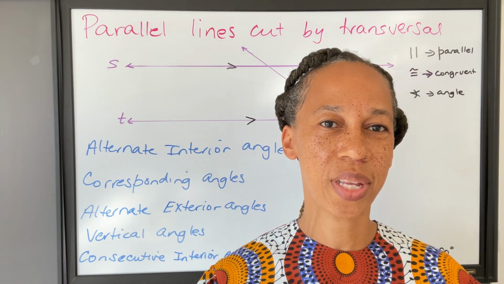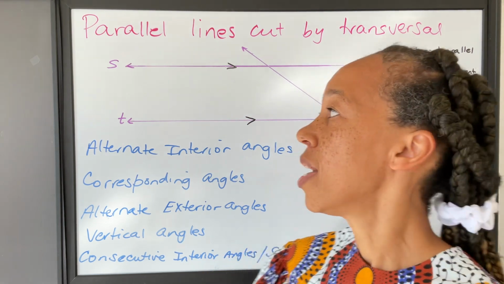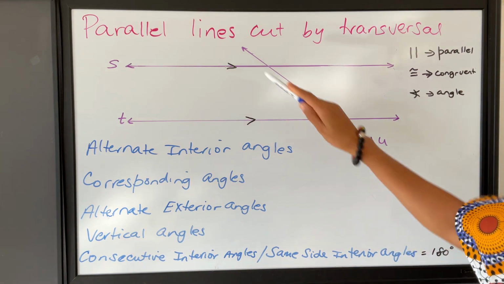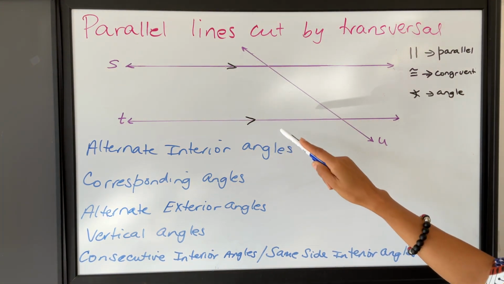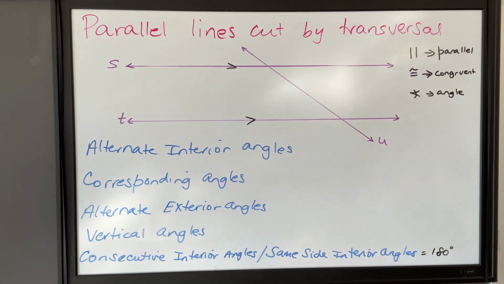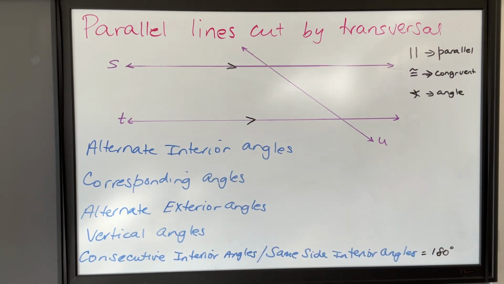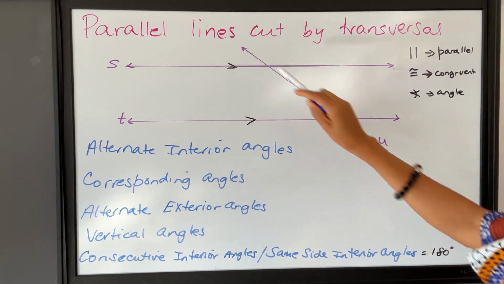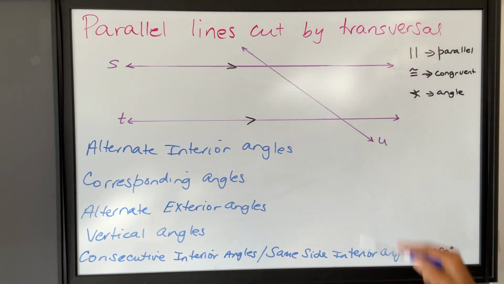In this tutorial today, you are going to learn about parallel lines cut by a transversal. Now, when you see two arrows on a line going in the same direction, that is telling you that those two lines are parallel to each other. So line S is parallel to line T. Now, the transversal line is line U, and that is cutting the two parallel lines.